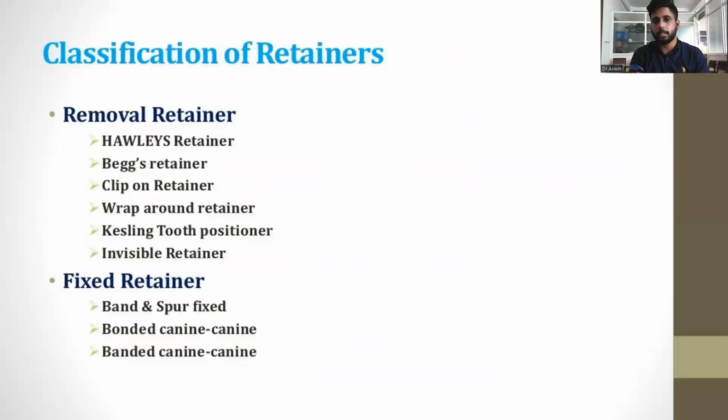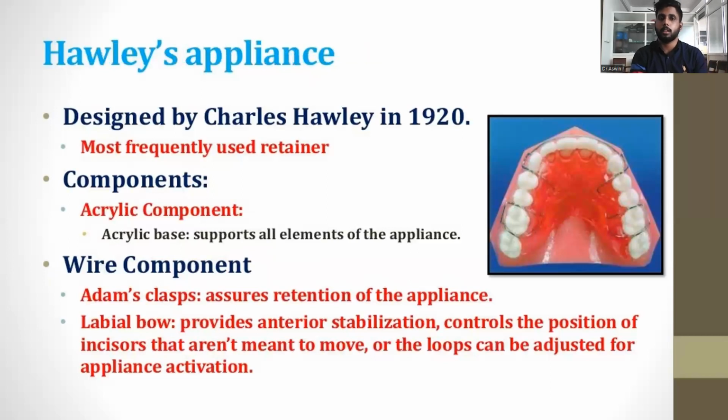So coming to the classification of retainers, there are removable retainers and fixed retainers. The removable retainers are Hawley's retainer, Beck's retainer, clip-on retainer, wraparound retainer, Kesling tooth positioner, and invisible retainers. Under fixed retainers, we have band and spur fixed retainers, bonded canine to canine retainers, and banded canine to canine retainers. So first one is the Hawley's appliance, designed by Charles Hawley in 1920.